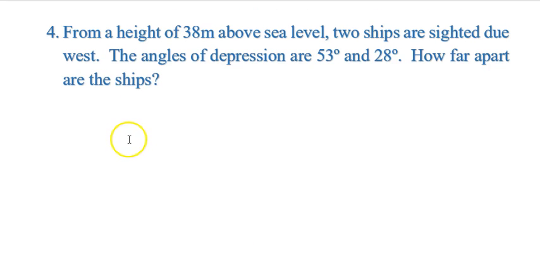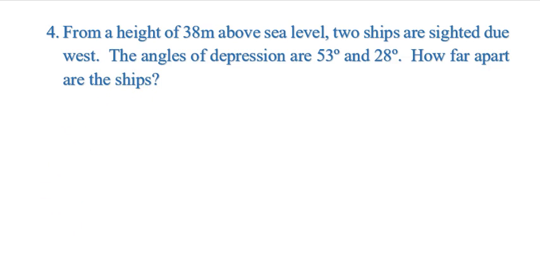This last one is really kind of odd and interesting. So the picture is the hardest thing to draw, but we will work on that together. It says from a height of 38 meters above sea level, two ships are sighted due west. So imagine somebody standing on a cliff and they look out to sea and they see two ships. The angles of depression are 53 and 28 degrees. How far apart are the ships?